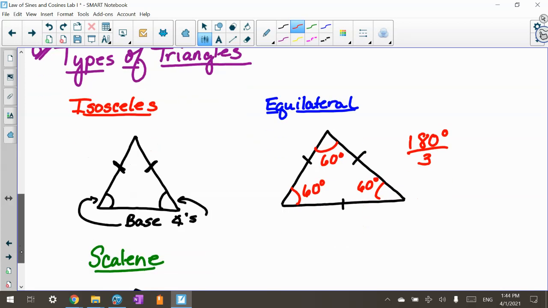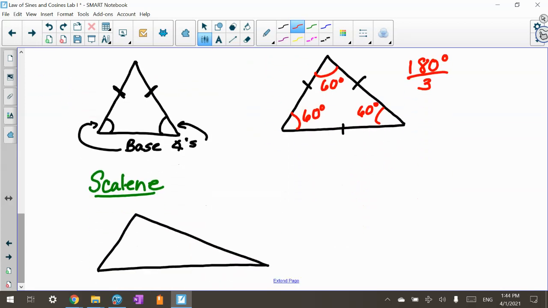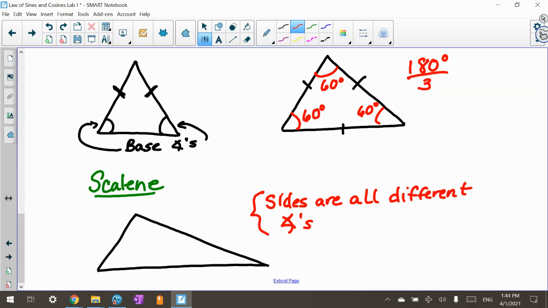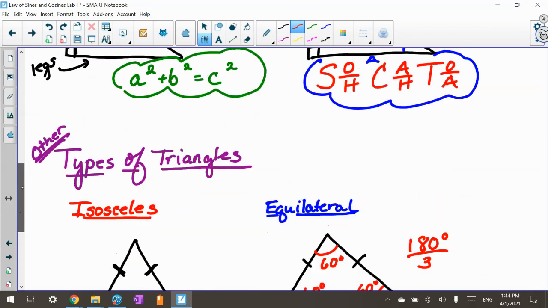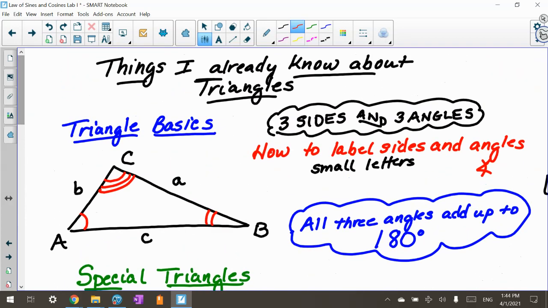The one that you saw at the top that I did was scalene. Scalene means there's no sides equal. Sides are not equal, they're all different, and therefore all my angles are different. This is important, because if I don't tell you if it's isosceles, if I don't tell you if it's equilateral or right, you should be drawing it as a scalene. So this is my little beginning of law of sines and cosines, to make sure that you remember the things that you already know about triangles.